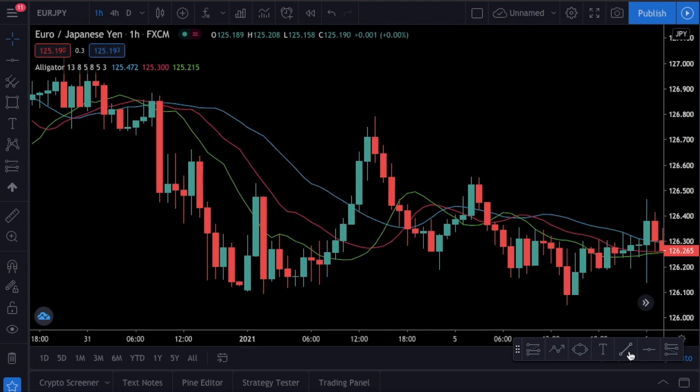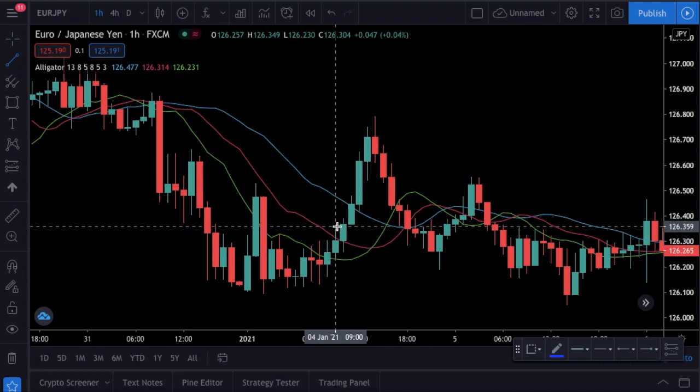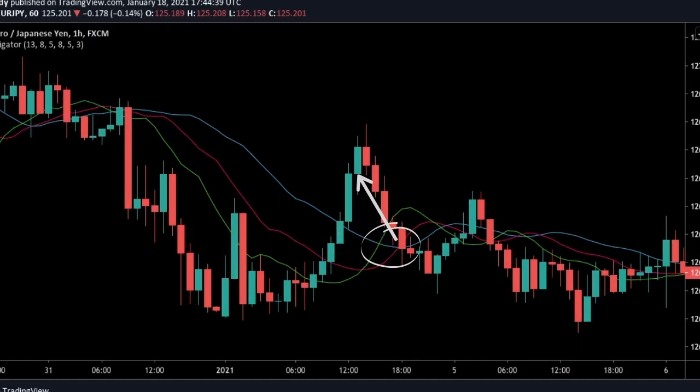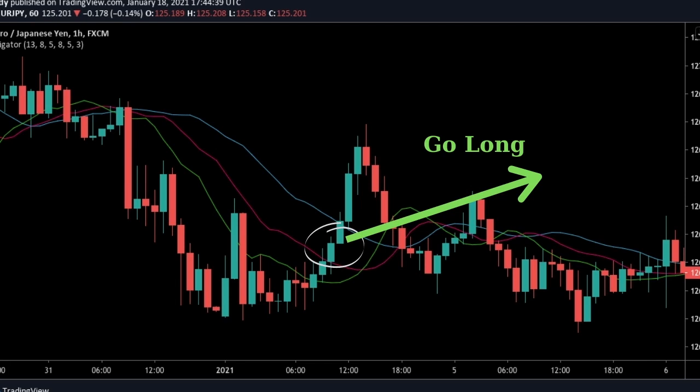We will not wait for the crossover in this strategy, because you know that Williams Alligator is a lagging indicator. If you wait for the green line to cross over the other 2, it might be too late to open a position. Just like you see in this example, if you have waited for a crossover, you would buy at the top. We would not do that. Instead, we would do something different.